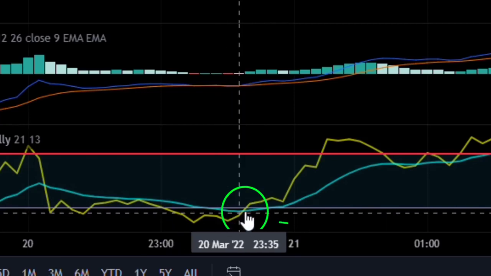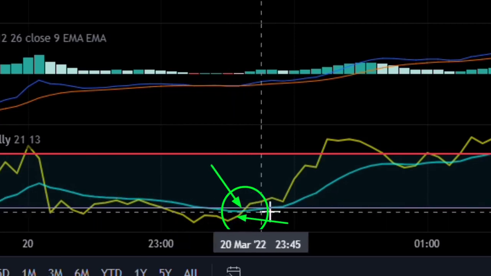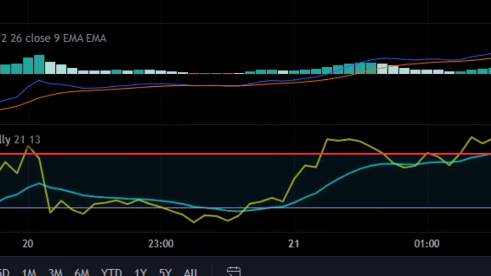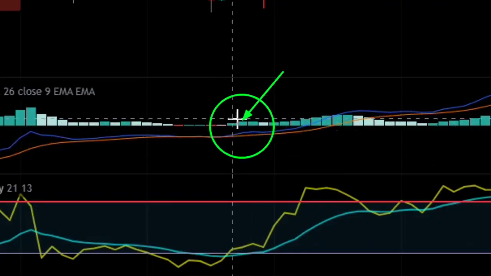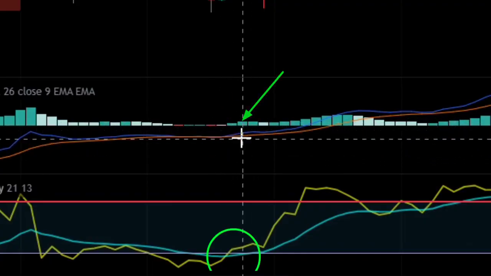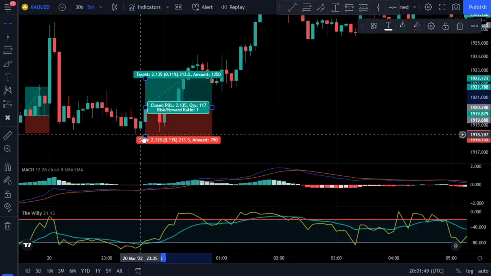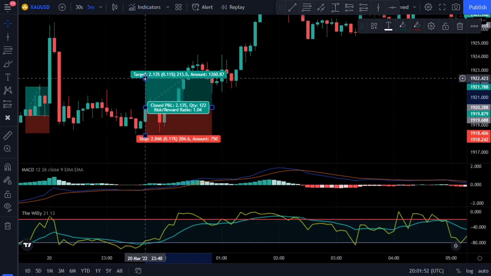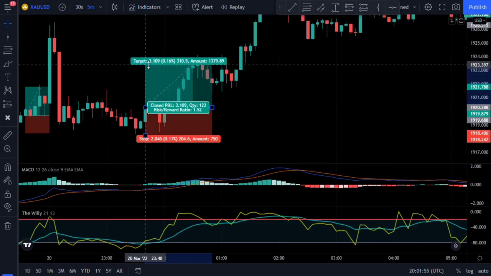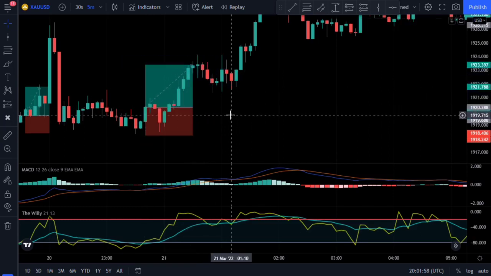For the buy signal, whenever the yellow line crosses the blue line upwards, it gives a buy signal. And if at the same time there is an upward cross in the MACD indicator and the histogram bar turns green, the signal becomes valid. I open the buy position here. I risk a reward of 1.5. Easily reach the desired target.